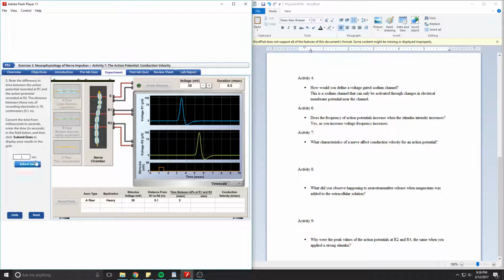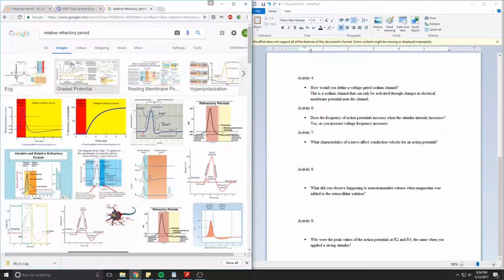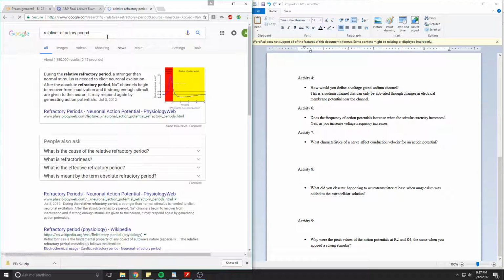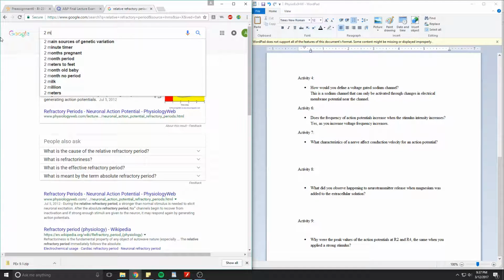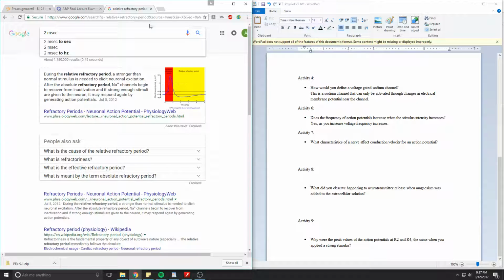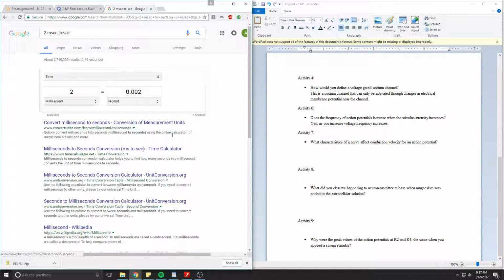Record data. Note the difference in time between the action potential. Convert the time from milliseconds to seconds. Enter the time. I don't feel like doing this in my head right now. 2 msec to sec. 0.002.